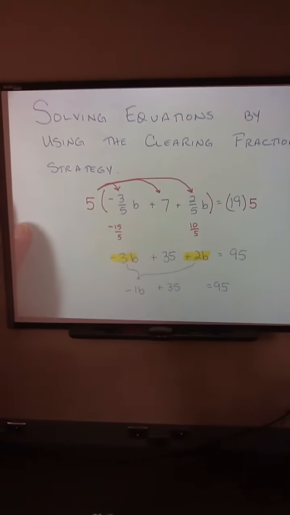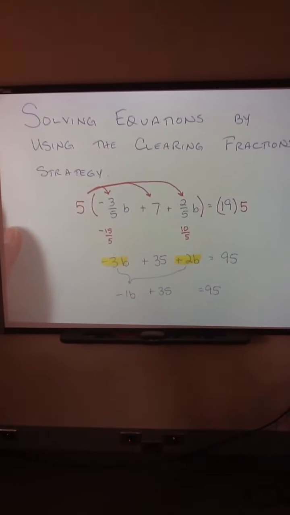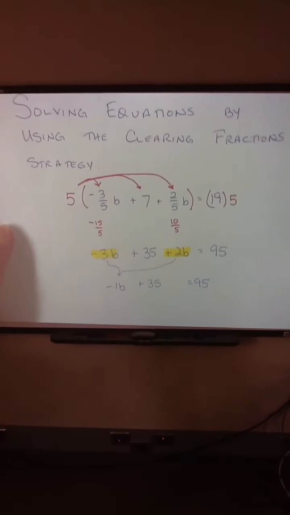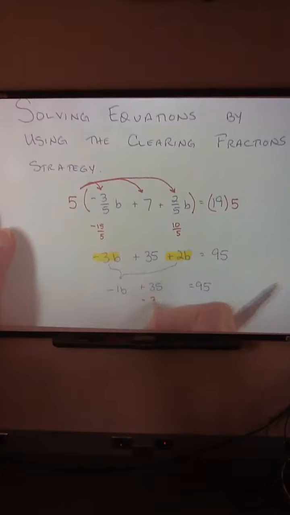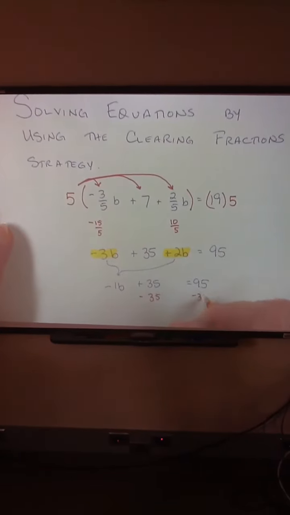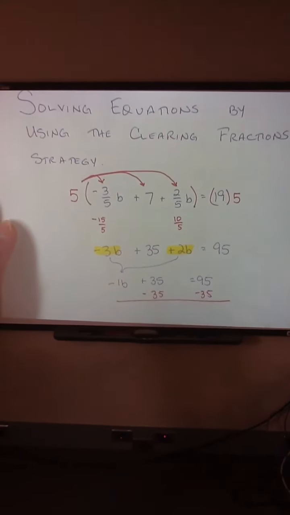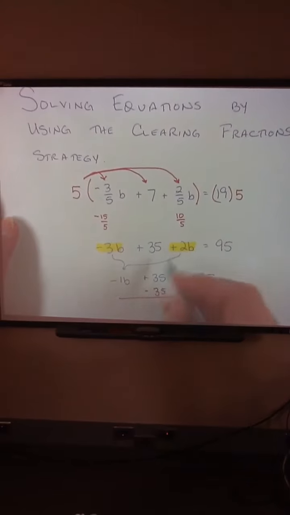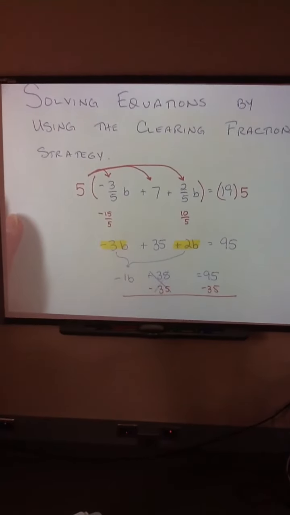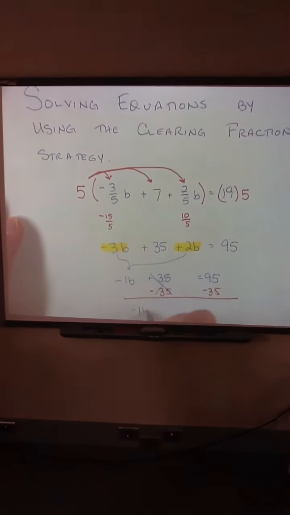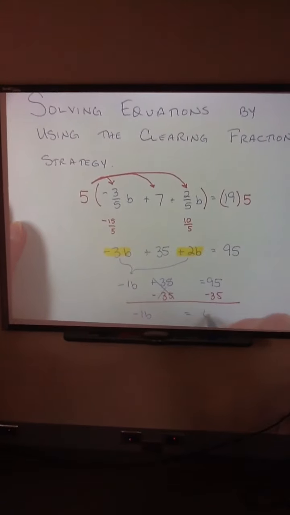So now to continue solving my equation, I would subtract 35 from each side. The plus 35 and the minus 35 again eliminate each other. Left with negative 1b equals 60.